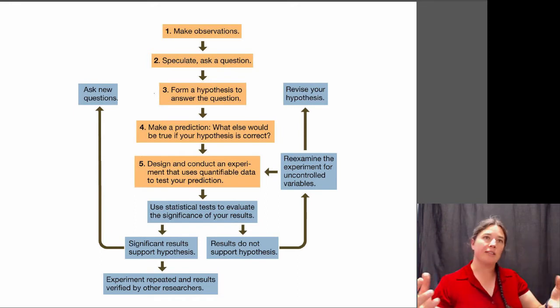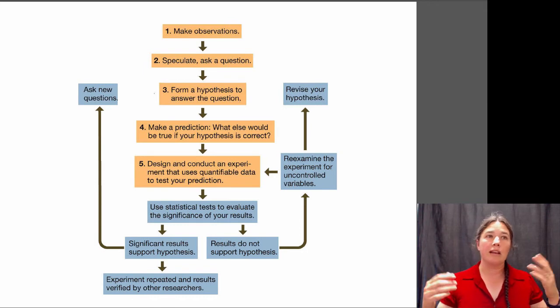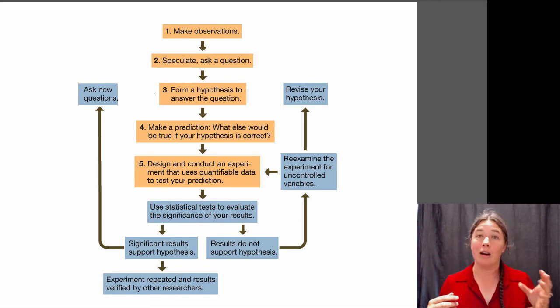So a hypothesis that is tested by many, many scientists and has lots and lots of support and doesn't have any cases where there's data that fails to support the hypothesis, those are what we eventually call scientific theories. Okay, so let's take a look at another example.